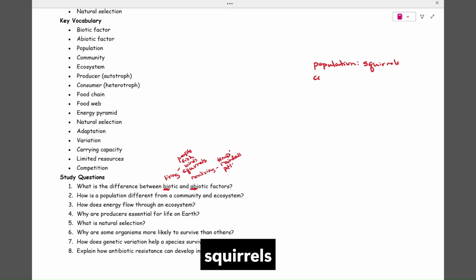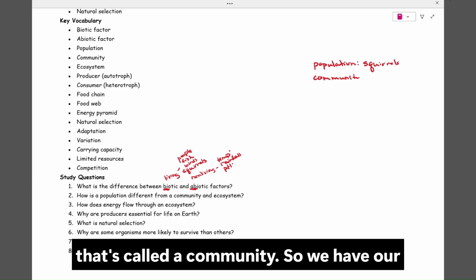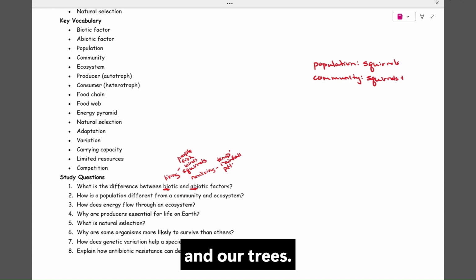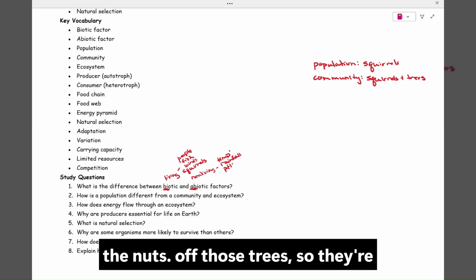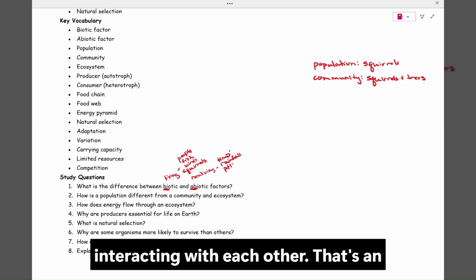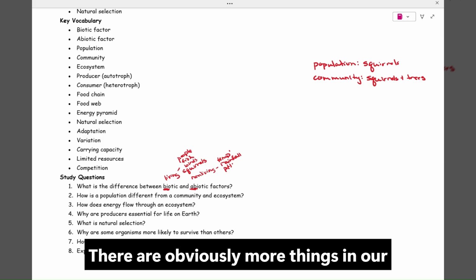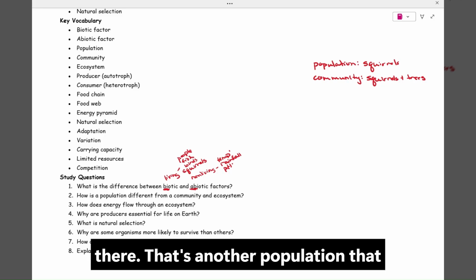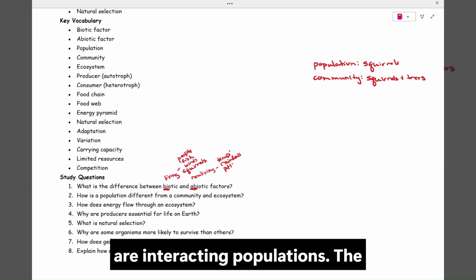That population of squirrels interacts with other populations, and that's called a community. So we have our squirrels and our trees. All right, squirrels live in trees, squirrels eat the nuts off those trees, so they're interacting with each other. That's an example of what a community could be. There are obviously more things in our community out there. All right, we've got birds out there. That's another population that interacts. So community are interacting populations.